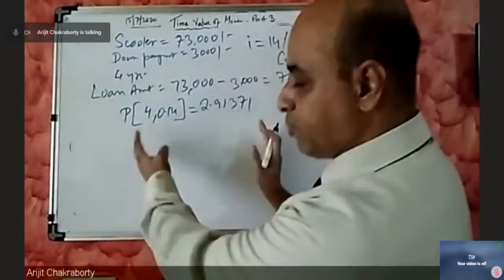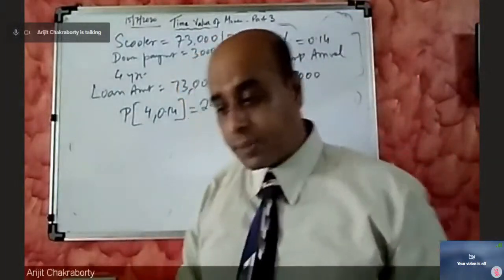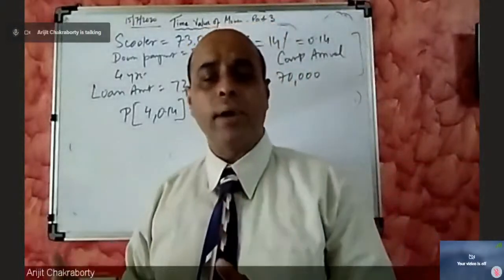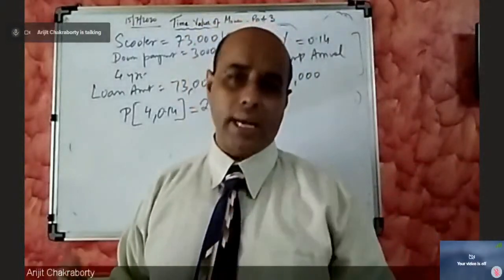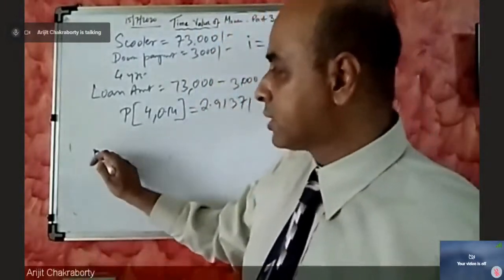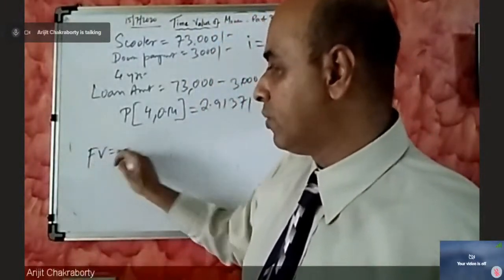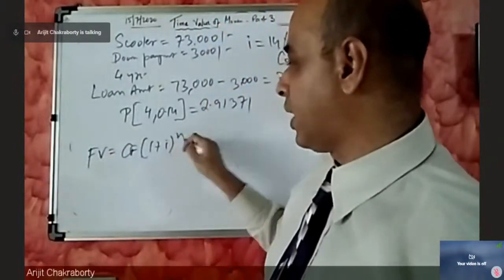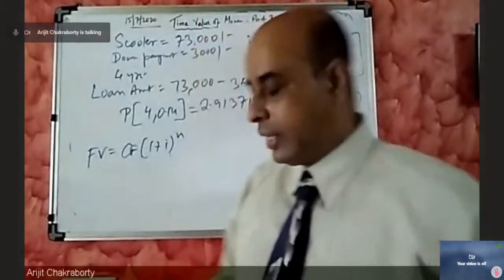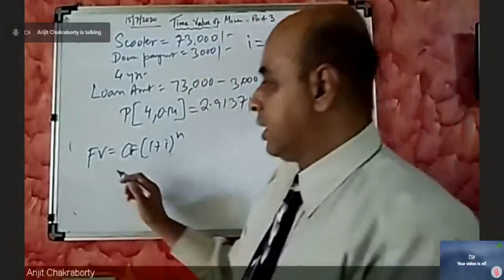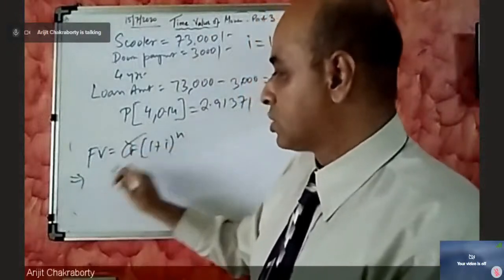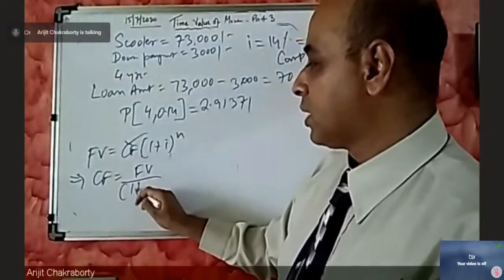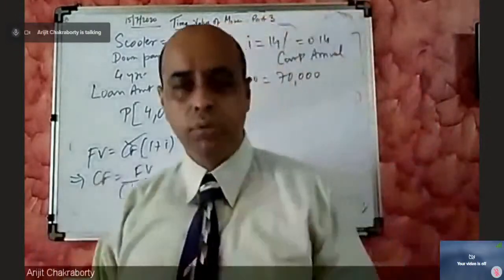So you can understand, if you put in the formula, we know that in this case the down payment is 3,000. We have to find out every year what will be the cash flow. So you know that the future value is cash flow into 1 plus I to the power n. And in this case, you have to find out the cash flow. So cash flow is equal to the future value divided by 1 plus I to the power n. This is the formula we use.